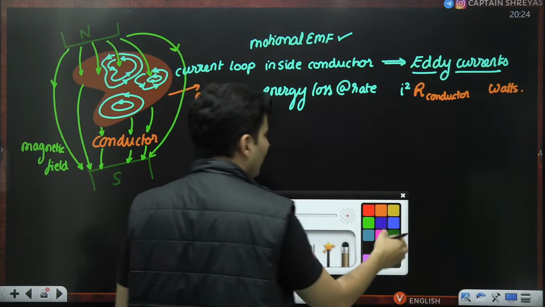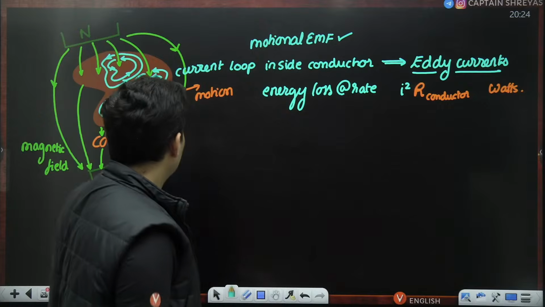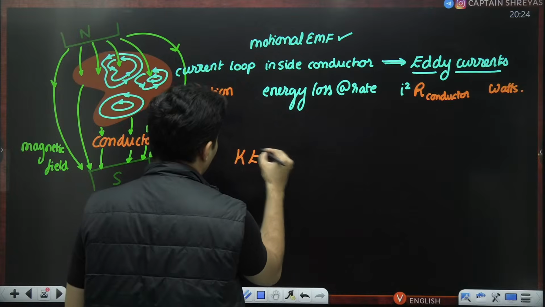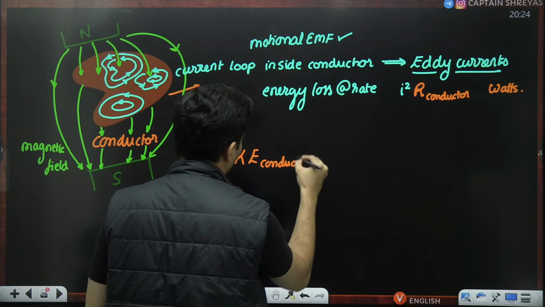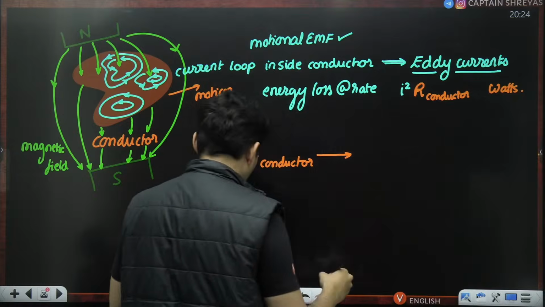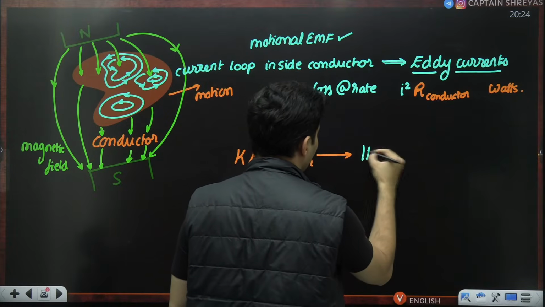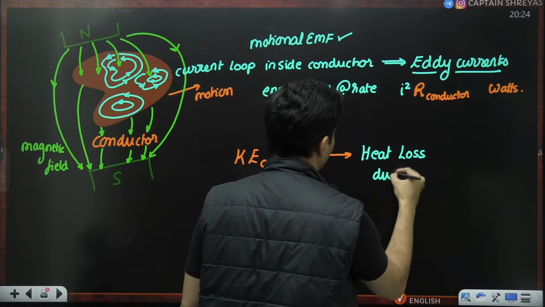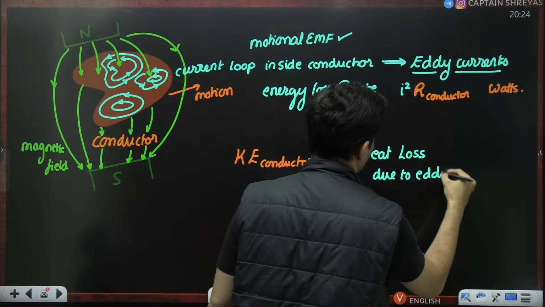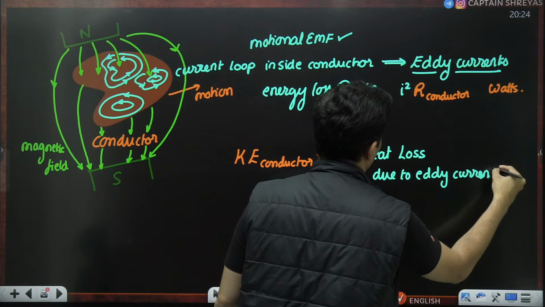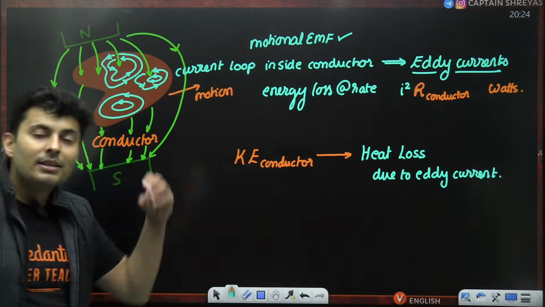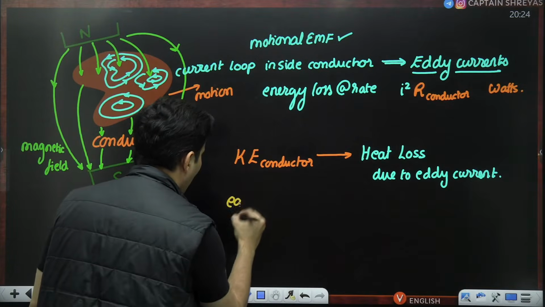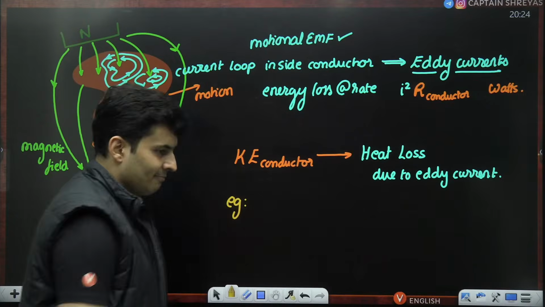And this energy loss is happening as you move this conductor. So hence, I can say that the kinetic energy of the conductor goes into heat loss due to eddy currents. This is the concept of eddy currents. This is now useful in many places. Example, I want the kinetic energy to be gone.